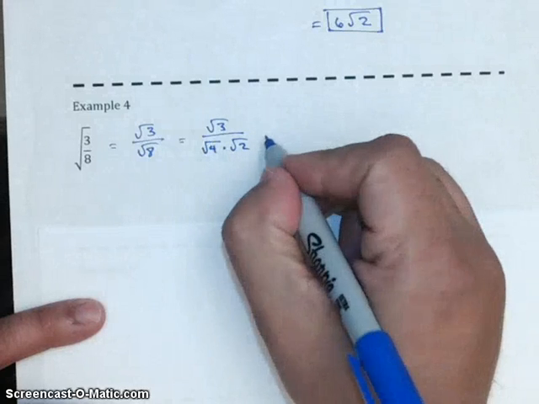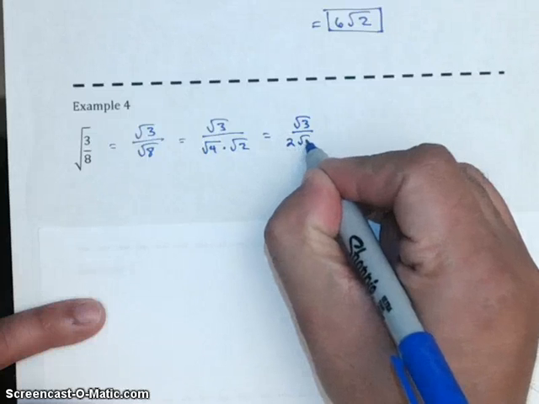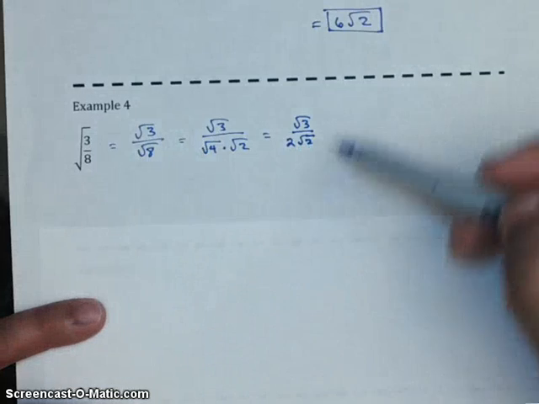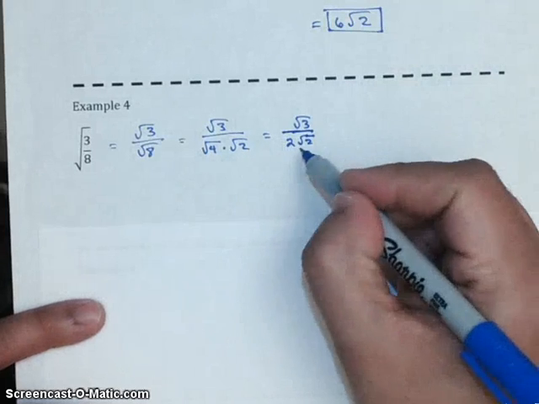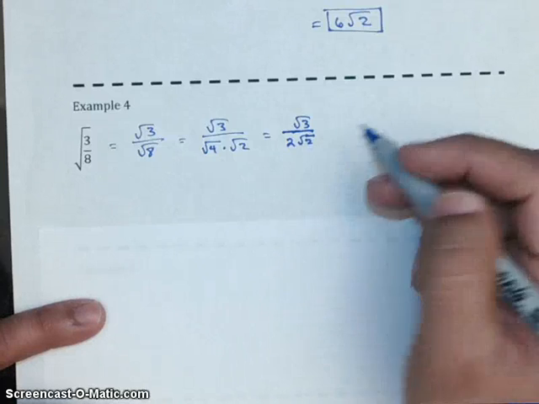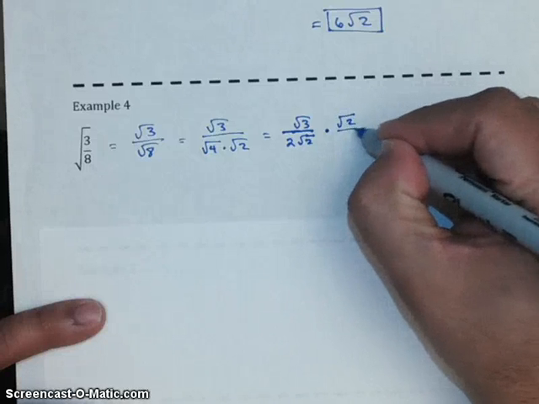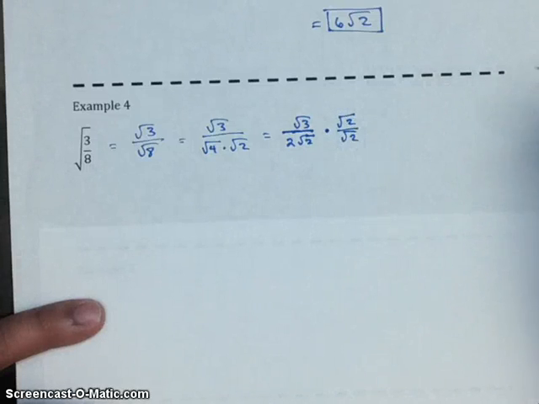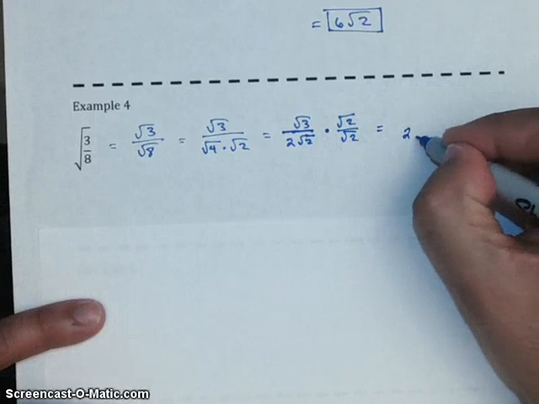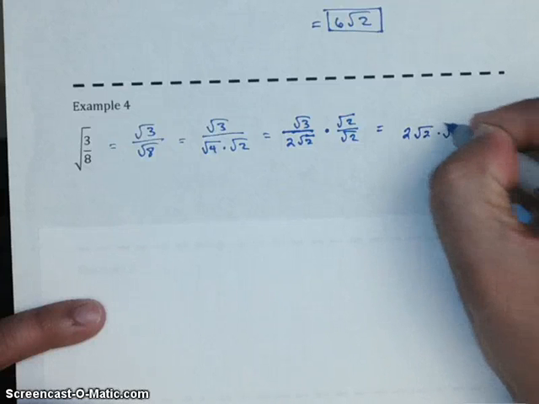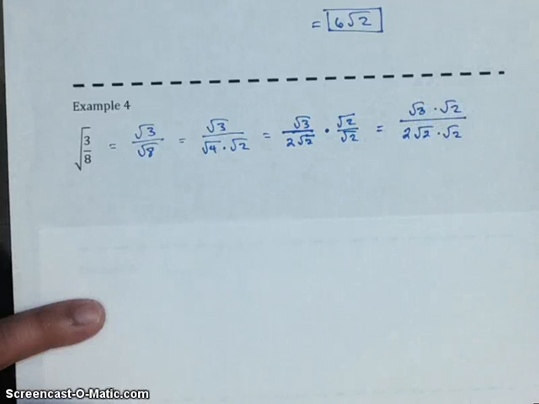Again, 4 is a perfect square, so this would come out to the square root of 3 over 2 square roots of 2. Alright, but we still have this square root in the denominator. So to get rid of this radical in the denominator, I'm going to multiply by the square root of 2 over the square root of 2. And now when I do that, I have 2 times the square root of 2 times the square root of 2 in the denominator, and I have the square root of 3 times the square root of 2 in the numerator.